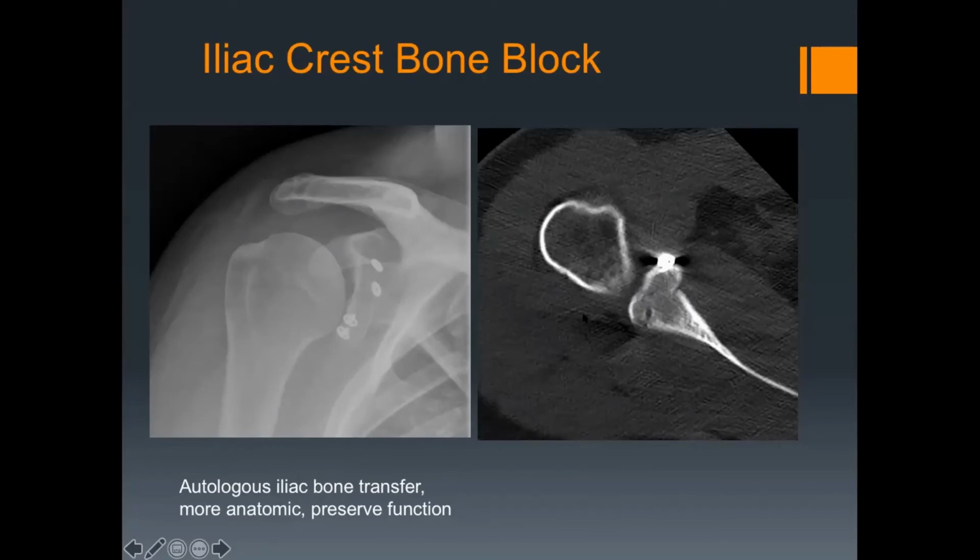And essentially, the arguments for doing this, correct me if I'm wrong, are really that because you can take autologous bone from the iliac crest, you can get a more anatomic fixation, and also you preserve function because you don't disrupt the conjoint tendon as you would in the Latarjet.